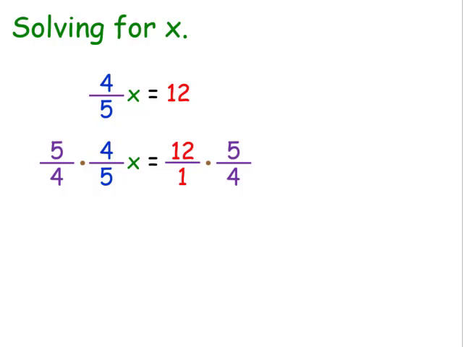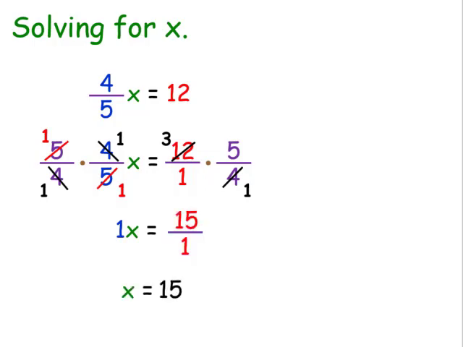Anytime you multiply a number by a reciprocal, we already know the result is 1. We can notice that the 5's cancel and the 4's cancel, leaving us with 1x. On the right-hand side, both 12 and 4 are divisible by 4, 3 times and 1 time. We'll multiply across, giving us 15 over 1. X is equal to 15.